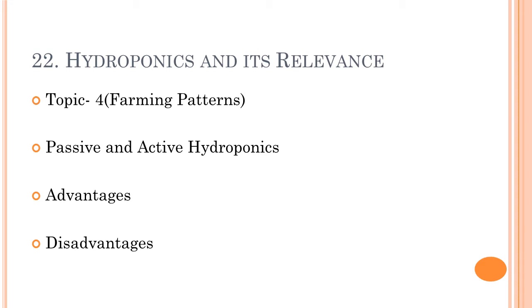Now let's talk about the advantages of hydroponics, disadvantages of hydroponics, and we'll also try to understand the way forward, whether hydroponics has any future or not, right? So what are the advantages? There are four main advantages. Similarly, there are four main disadvantages also. But you will see advantages will supersede disadvantages. So what are the advantages?